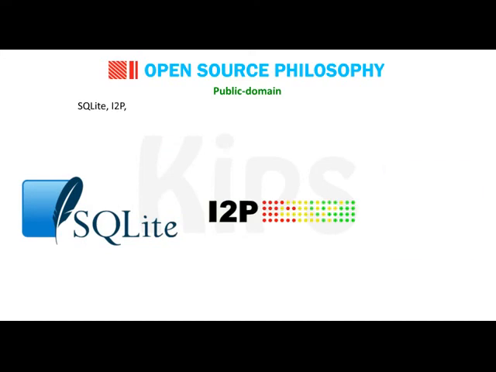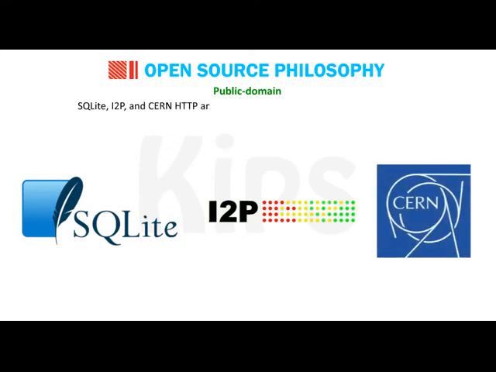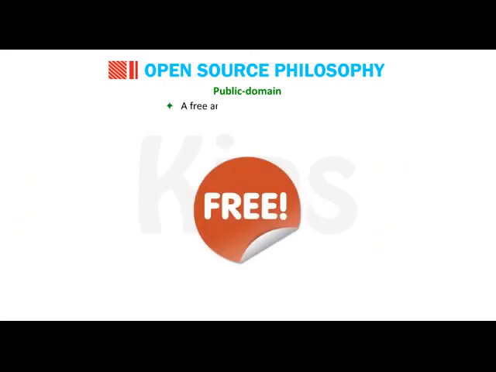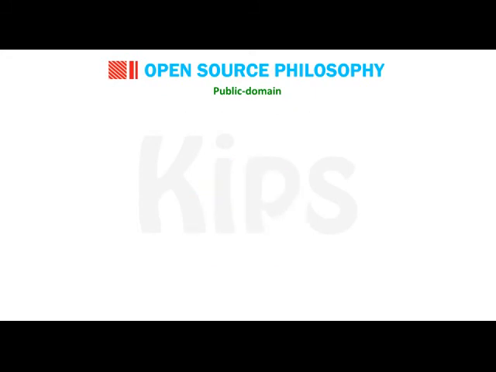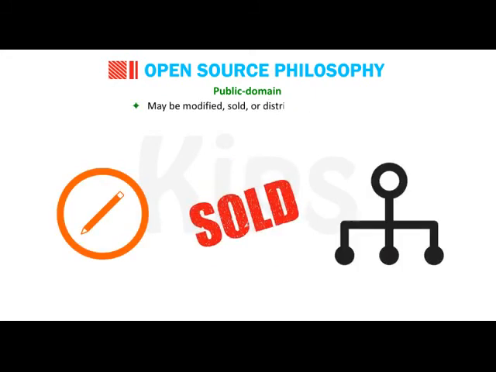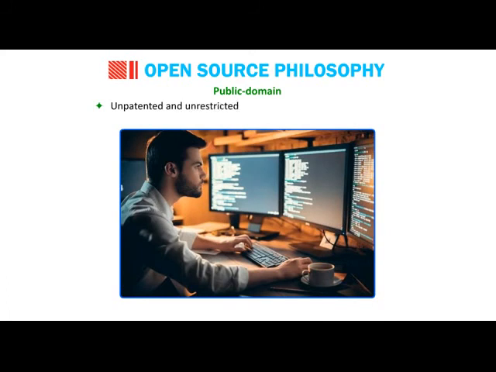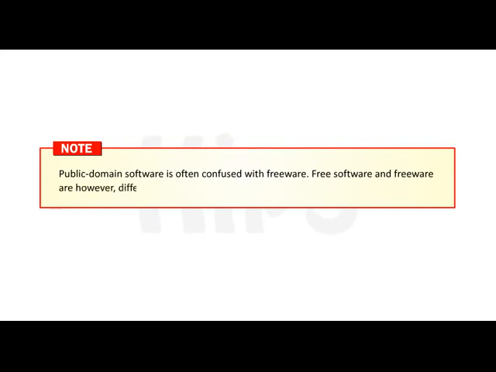SQLite, I2P, and CERN HTTP are some of the popular public domain software. A public domain software is a free and open source software. It may be modified, sold or distributed by anyone. It is unpatented and unrestricted by the developers by their own will. Students, note that public domain software is often confused with freeware. Free software and freeware are, however, different as these are copyrighted.